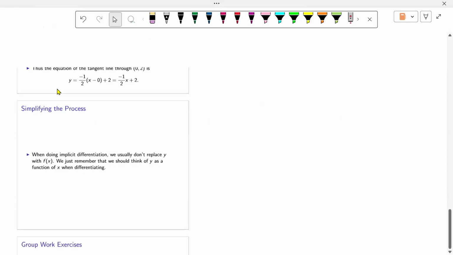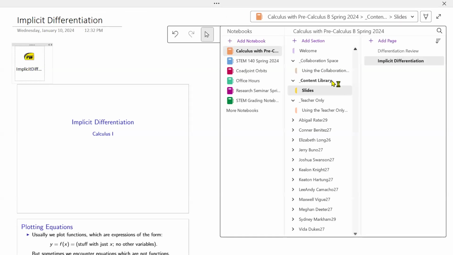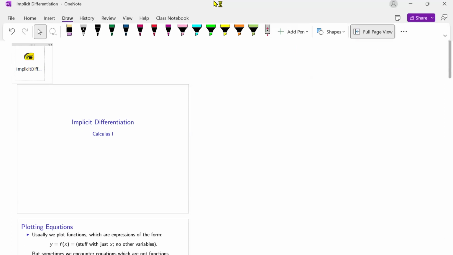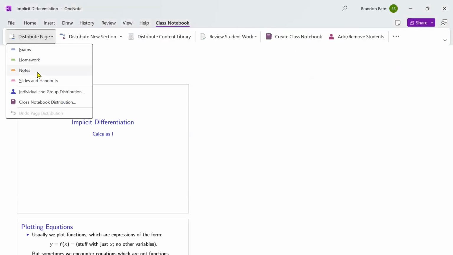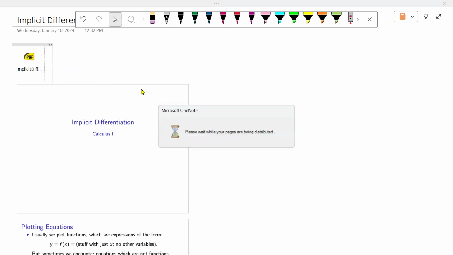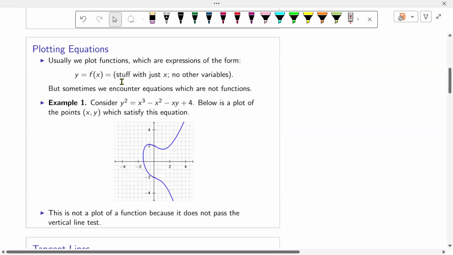Okay. All right, this is going to be called implicit differentiation here. I should send a copy to everyone. Yeah, let's distribute this. Distribute page to notes. All right, there we go. All right, so implicit differentiation.